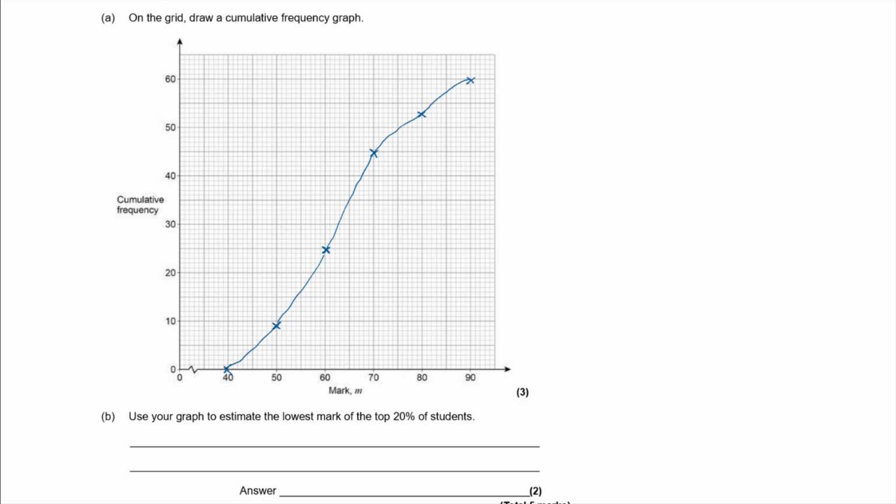Okay, so who are the top 20 students? We've got 60 students. 20% of 60, that's going to be 0.2 times 60, isn't it? What's that? 12, isn't it? Don't do it on your calculator if you don't need to. Remember, it's the top 12. It's the top 20% though, so I don't want the bottom 12. I want the top 12. So if I start at 60 and I come down 12, that's going to take me down to 48, isn't it? So 48 to 60 is the top 12 students, which is the top 20%.